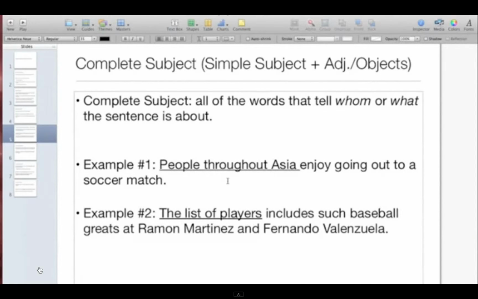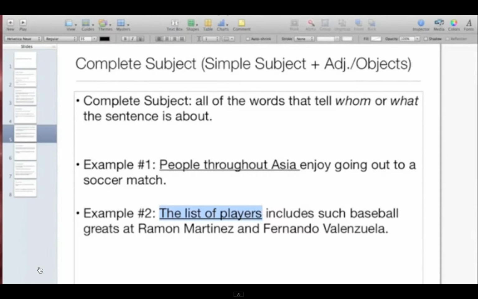My simple subject, what is the simple focus? It's people. How could I describe these people? People throughout Asia. In example number 2, the list of players includes such baseball greats as Ramon Martinez and Fernando Valenzuela. Before, we had identified list as the simple subject. Now I get to describe this list, so I'm going to identify the list of players as my complete subject.